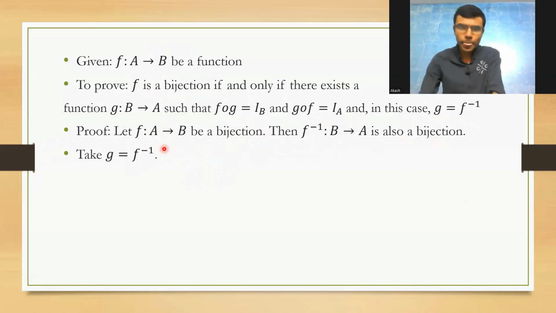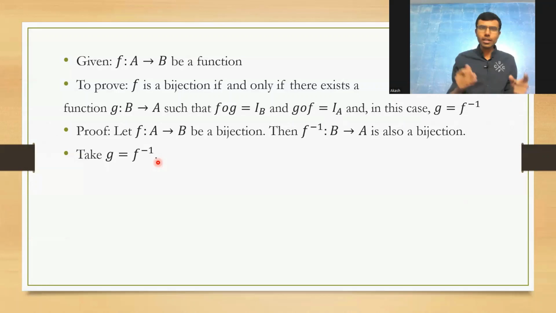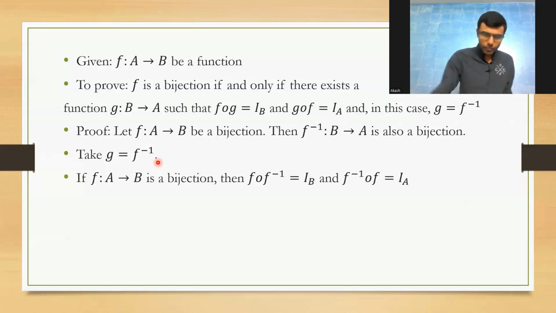Okay. Now next, I'm going to take g as f inverse. Now one theorem, the fourth important theorem, I would say, is that if f maps A to B is a bijection, then f circle f inverse equal to IB and f inverse circle f is equal to IA. Okay. In fact, this was the third theorem. I'm sorry, one of the important theorems.